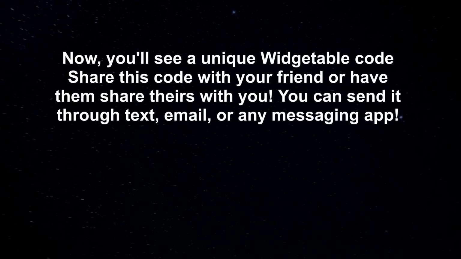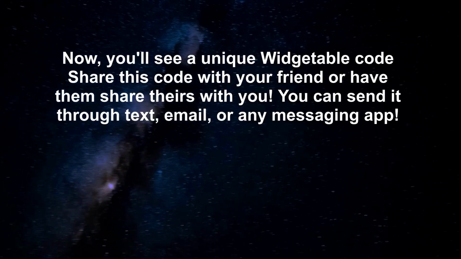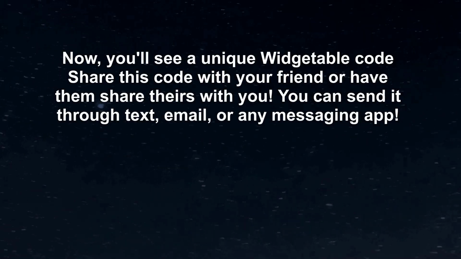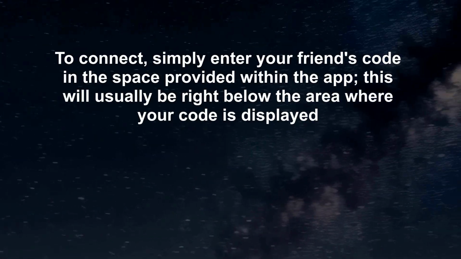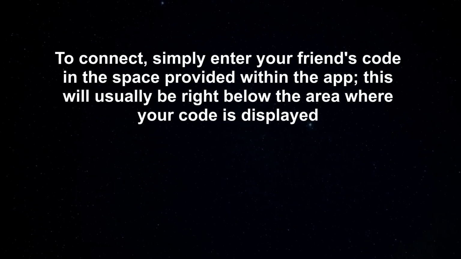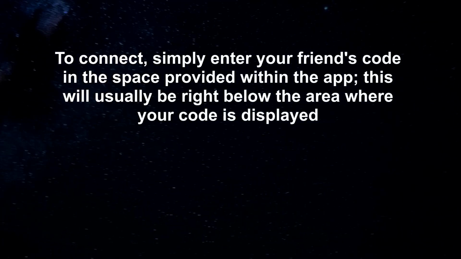Now, you'll see a unique Widgetable code. Share this code with your friend or have them share theirs with you. You can send it through text, email, or any messaging app. To connect, simply enter your friend's code in the space provided within the app. This will usually be right below the area where your code is displayed.